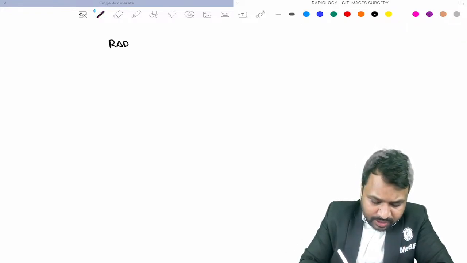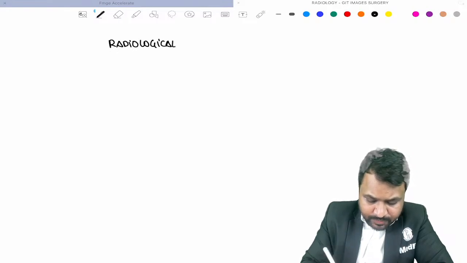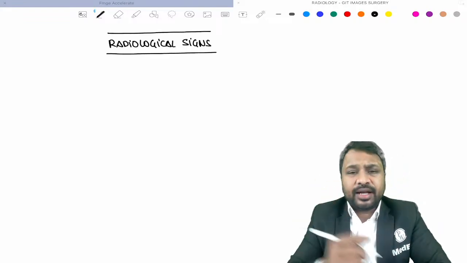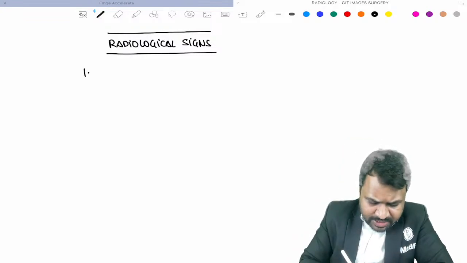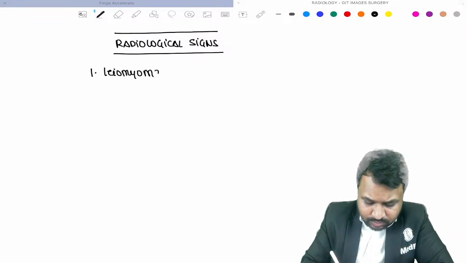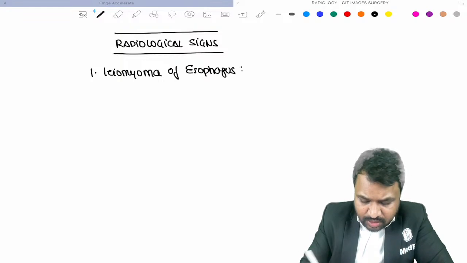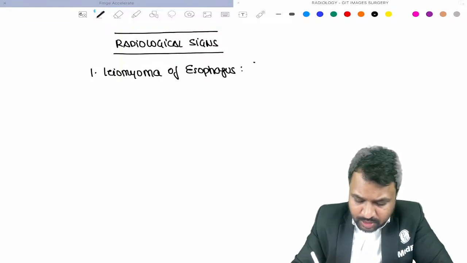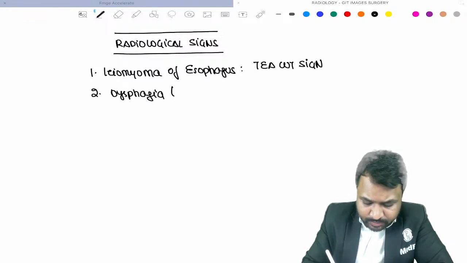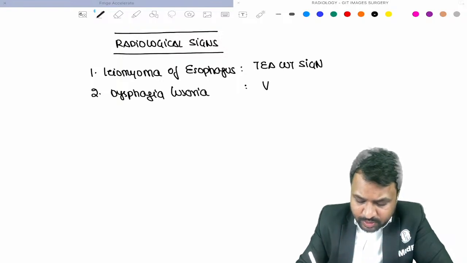So we have the radiological signs in the entire GI context. We'll start with the esophagus first. If you have leiomyoma of the esophagus, it presents with a teacup sign. Then you have dysphagia lusoria, which has a victory sign or V sign.